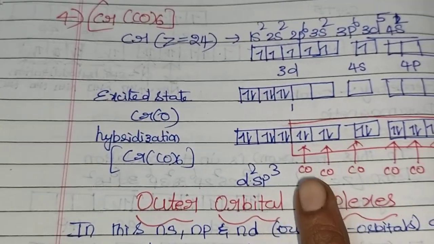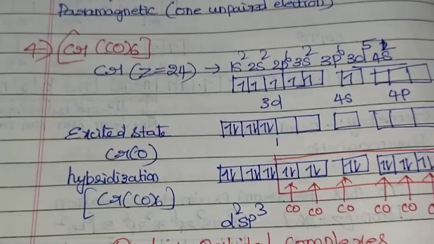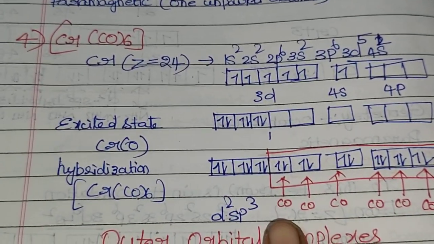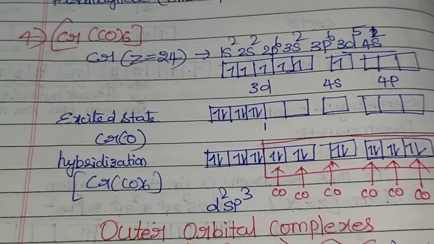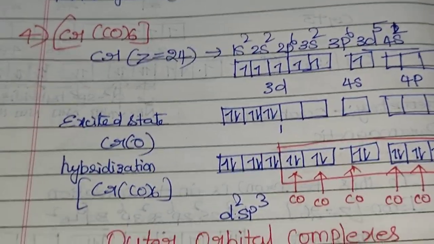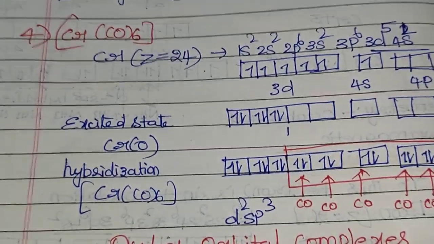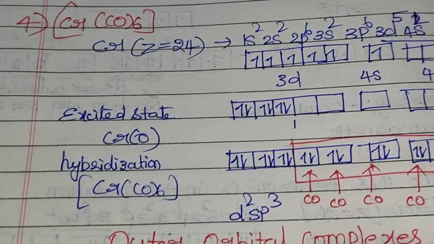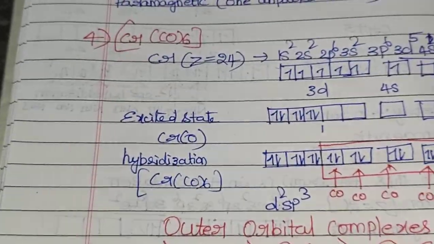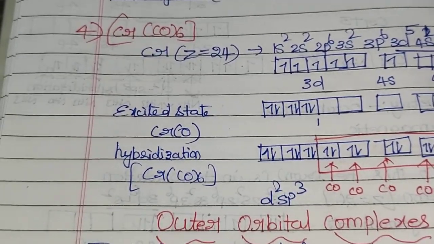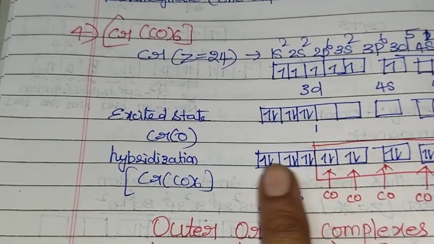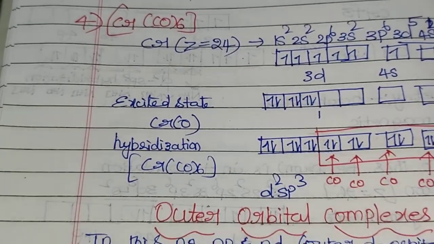Then the 6 CO ligands are attached to the 6 vacant orbitals. Now tell me which structure it will have. Geometry, as usual, we can say octahedral, because we are discussing octahedral only. So octahedral geometry. And is it diamagnetic or paramagnetic? It is diamagnetic, because no unpaired electrons are present, all are paired.